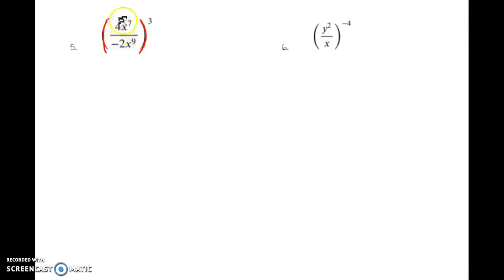But what I've noticed is I have 4 over negative 2. That's something that can simplify. And then x to the 7th over x to the 9th. That can simplify as well. So thinking about PEMDAS, parentheses comes before exponents. So why not simplify what's inside first?